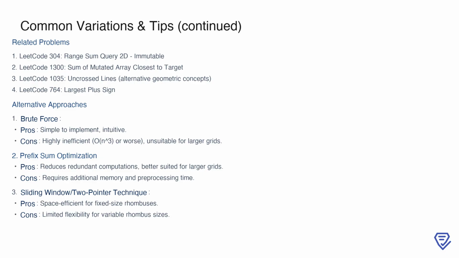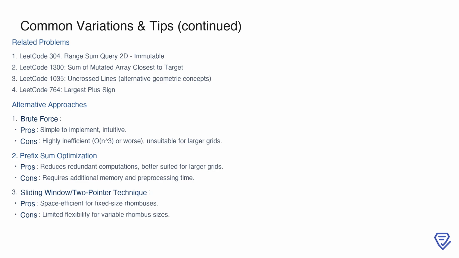When looking at alternative approaches to solving rhombus problems, brute force is the most straightforward but also the least efficient. While it's simple to implement and intuitive, its n cubed, or worse, complexity makes it unsuitable for larger inputs. A more efficient option is prefix sum optimization, which minimizes redundant calculations and is better suited for large grids, though it does require extra memory and pre-processing time.